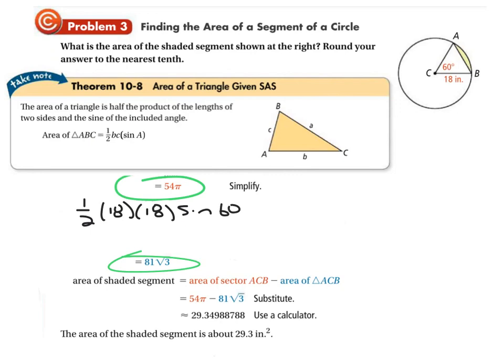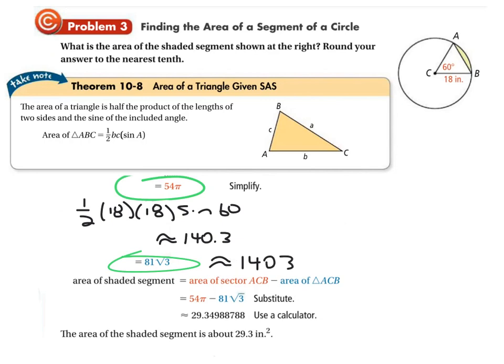Okay, and if we type that into our calculator, 1/2 times 18 times 18 times sine of 60, we get approximately 140.296, or let's say 140.3 approximately, right? Now, if you typed into your calculator 81 times the square root of 3, which is what they have right here, you get the same number, approximately 140.3.